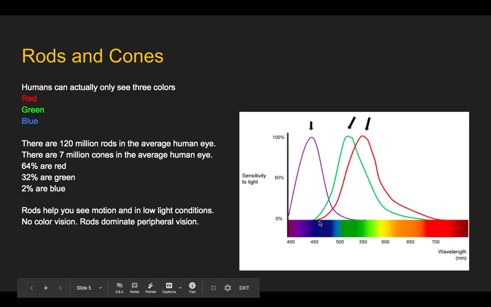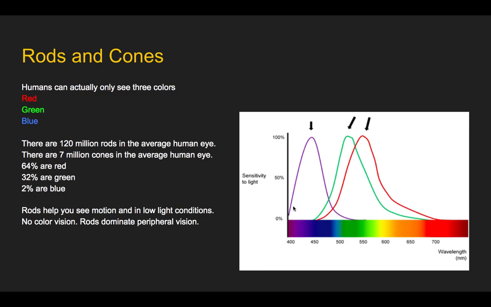This one's a little inaccurate. There's actually another little hump here for red, which we'll get to later. And then here, green is in between them. So notice that these cones overlap, but really, red, green, and blue are the only colors that your eye can actually see and detect. And all the other colors come from combinations, right?